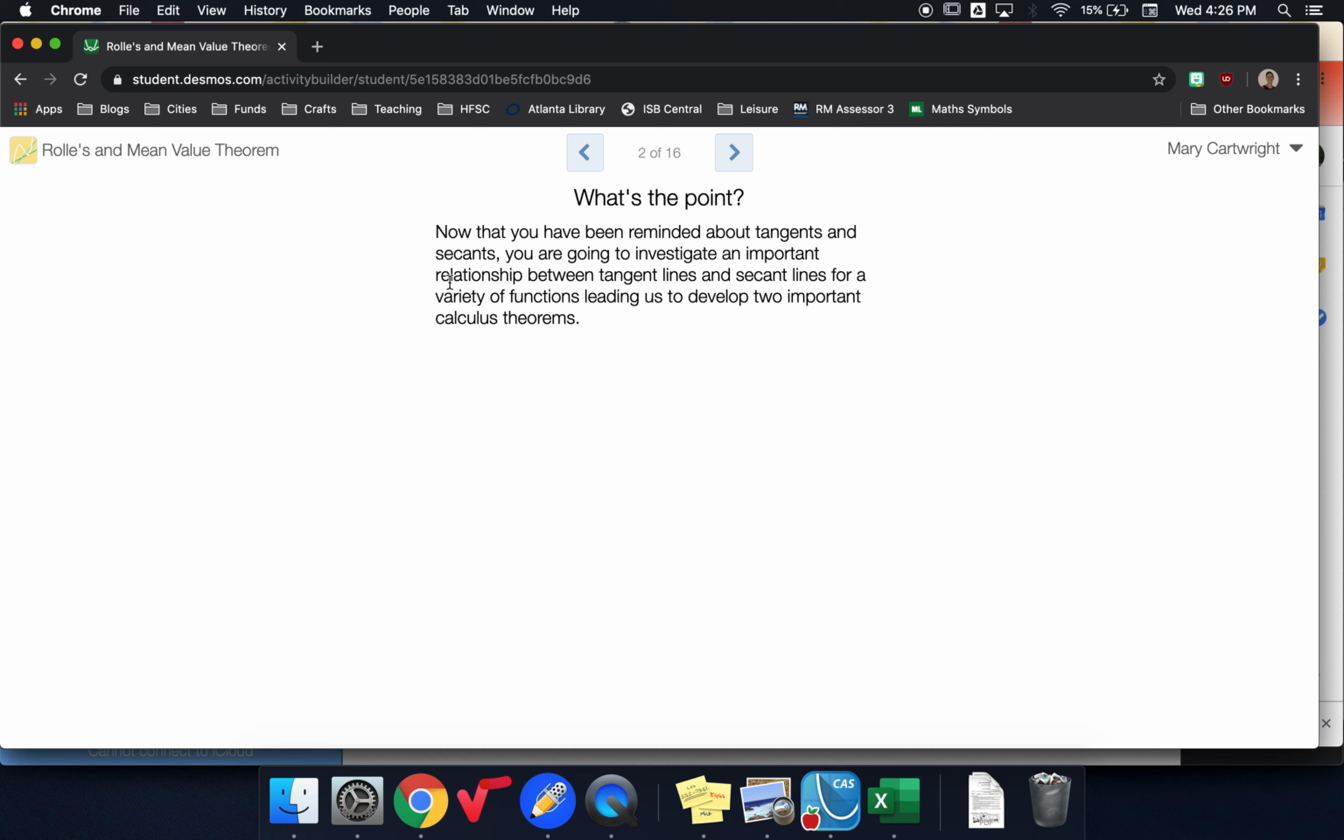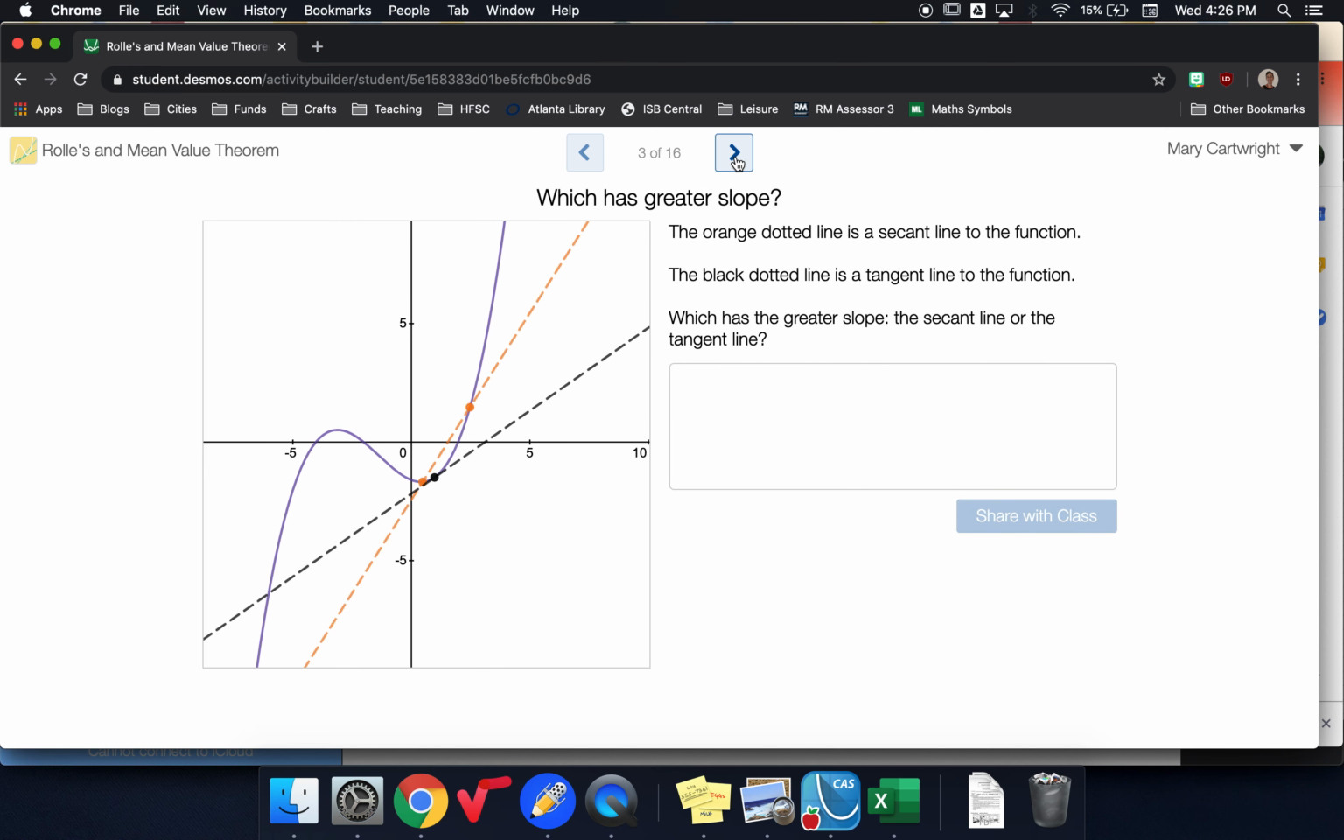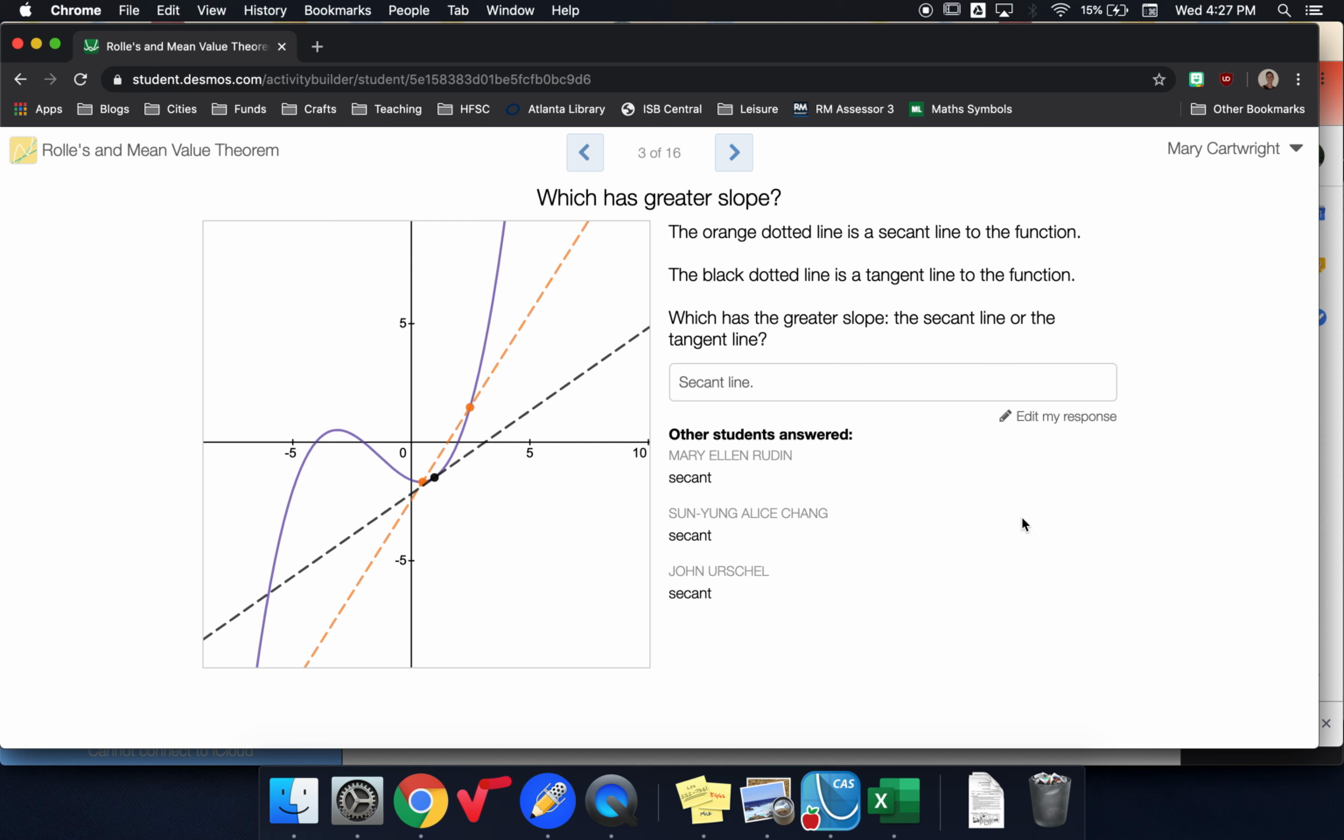And what we're looking for is the relationship between tangent lines and secant lines for a variety of functions. So this is the goal, relationship between tangents and secants. All right, so currently we've got our secant to the function, and then we've got the black line, which is tangent. So the greater slope is the secant line. All right, other people agree with me?